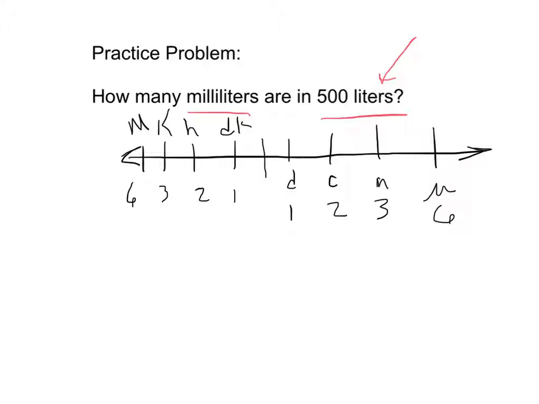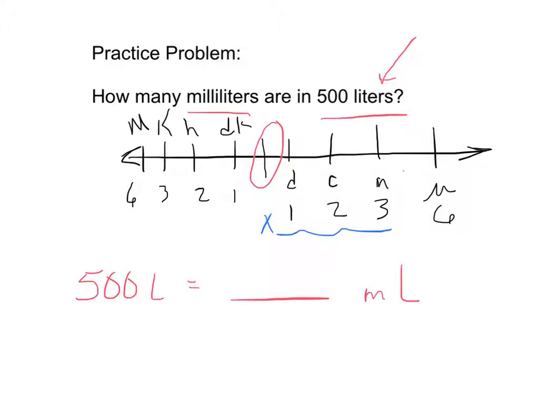So I'm going to start here in the middle because that's what my question says. I write down my problem: 500 liters equals how many milliliters? So I want to go from here, and I'm going to go over 1, 2, 3, because that's the symbol for milli. I need to go 3 places. So my decimal normally would be here, but I need to move it 3 places. So I write down my number, 500, and then I move my decimal over 1, 2, 3.